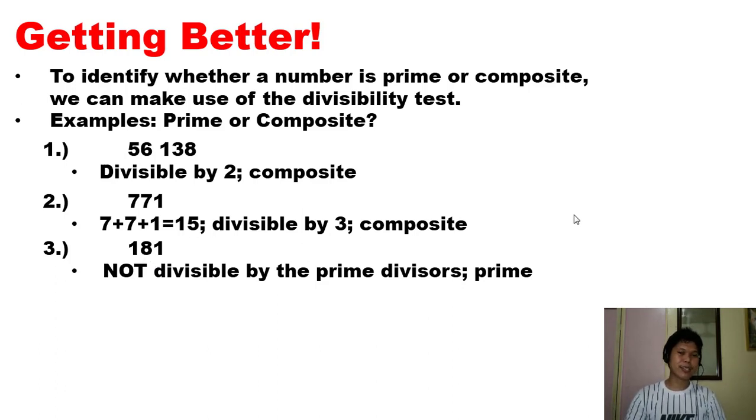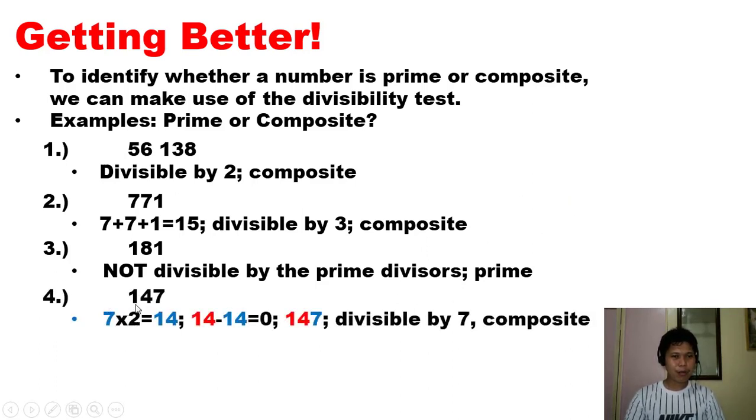Pag sinubukan yan sa 13, 17, 19, saka yung mga 25 prime numbers less than 100, hindi rin yan divisible. Especially, maliit lang naman ang number yan. Siguro pwede mong subukan or kailangan i-double check mo talaga kung siguro lagpas sa 1,000 yan or lagpas sa 500. So, let's proceed. Since it is not divisible by those numbers, so yan ay prime number.